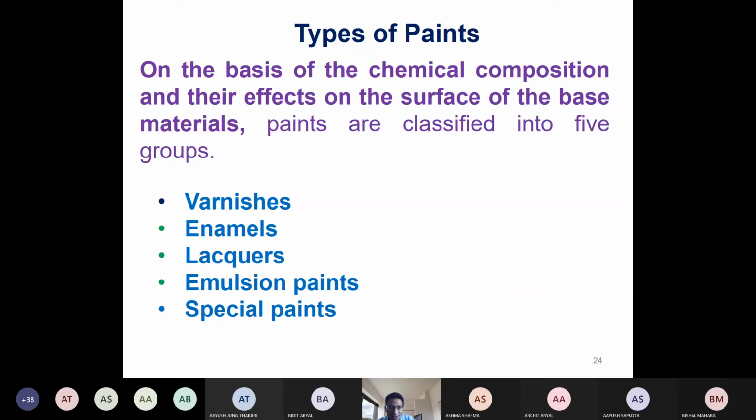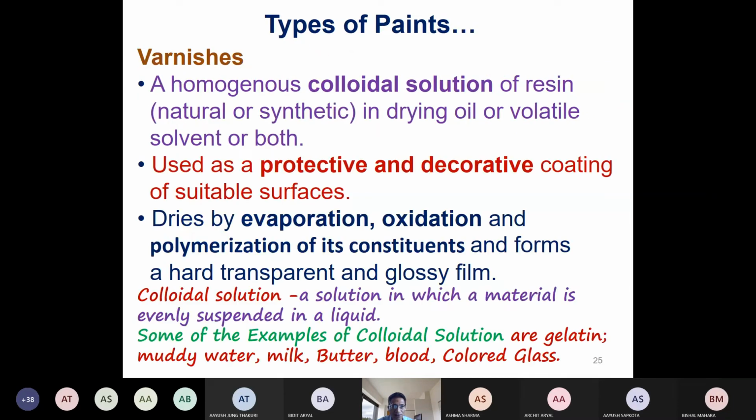Among the types, you know that varnishes, enamel, lacquer, immersion paint, and special paint are not yet known by you. On the basis of chemical composition and their effect on the surface of base material, the paints are mainly classified into 5 groups: varnishes, enamel, lacquers, immersion paint, and special paint. They are very expensive than expected. One by one, we study all these 5 types of paint.